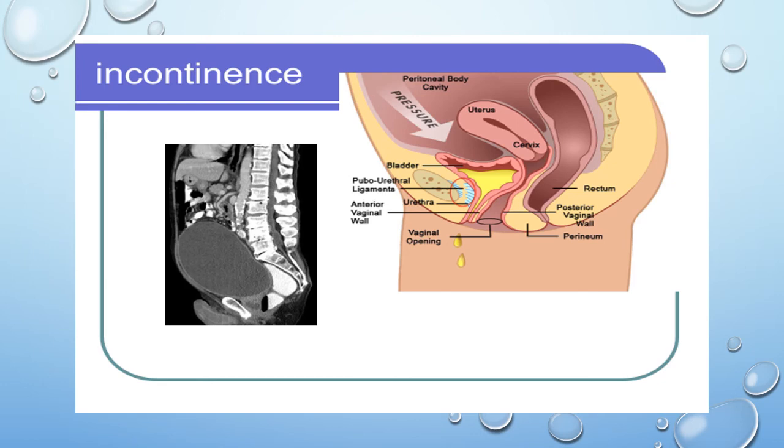Childbirth can cause it. You've heard of plenty of people that are pregnant and pee on themselves when they laugh, or even it occurs afterwards. Age can cause it to occur, like I just told you. And then injury can cause it to occur.